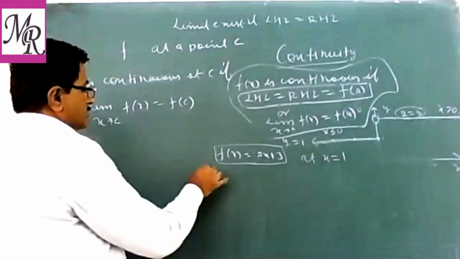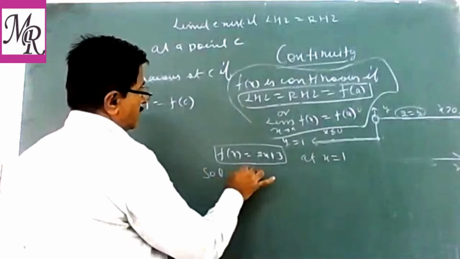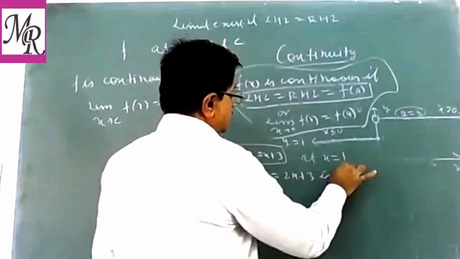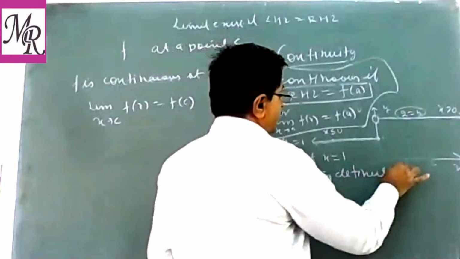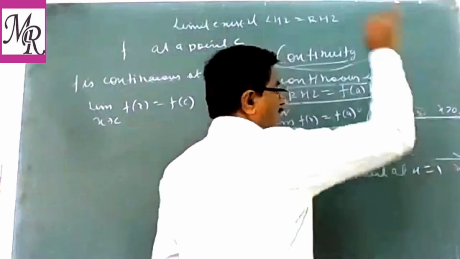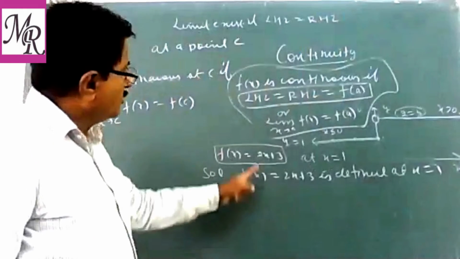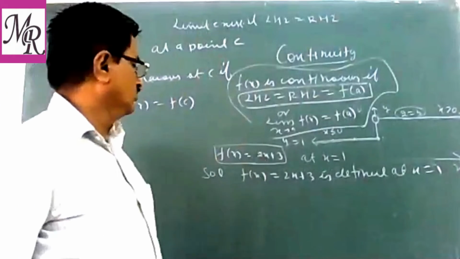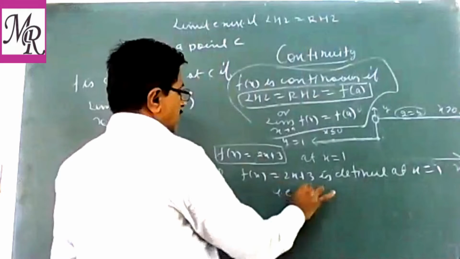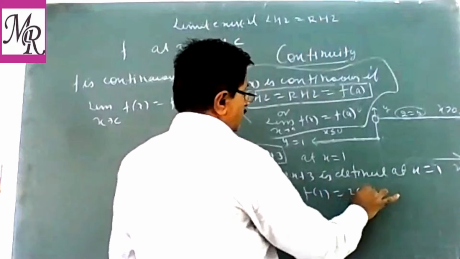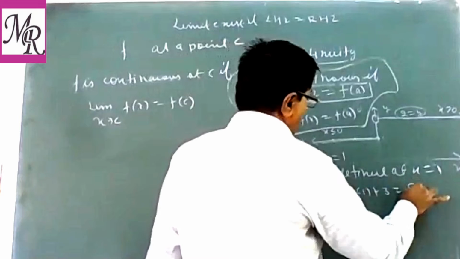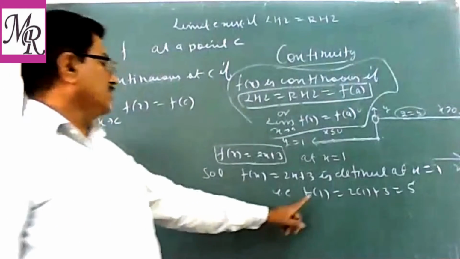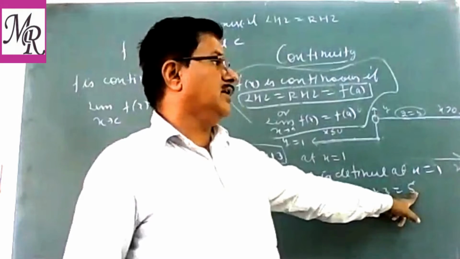So you can write solution: f(x) equal to 2x plus 3 is defined at x equal to 1. Why defined? Because if you are putting here x equal to 1, we get a finite value. That is f(1) equal to 2 into 1 plus 3 equal to 5. So this is the value of the function at the given point. यानी x equal to 1 पर इसकी वैल्यू क्या आ गई?